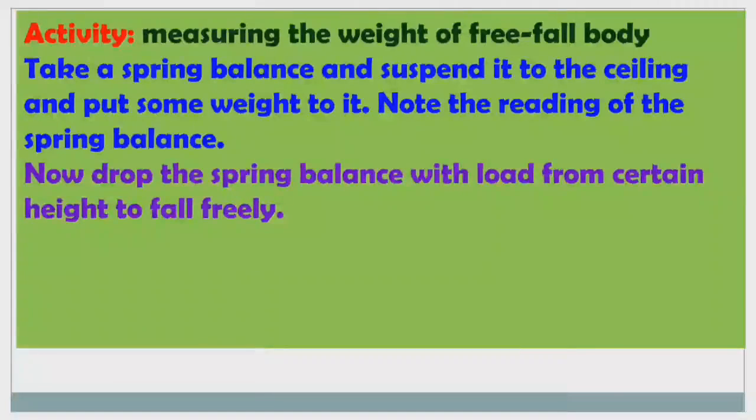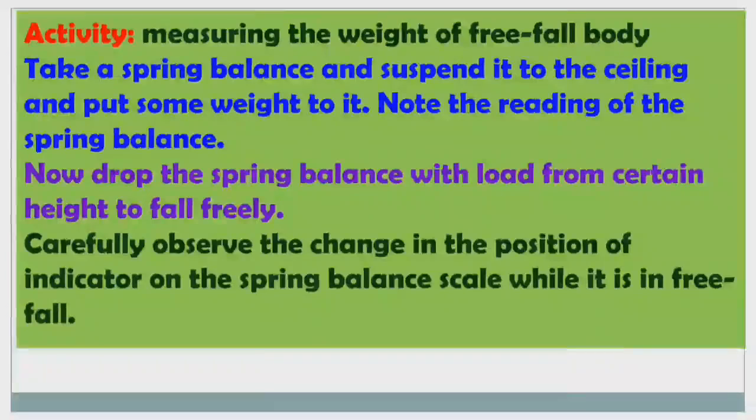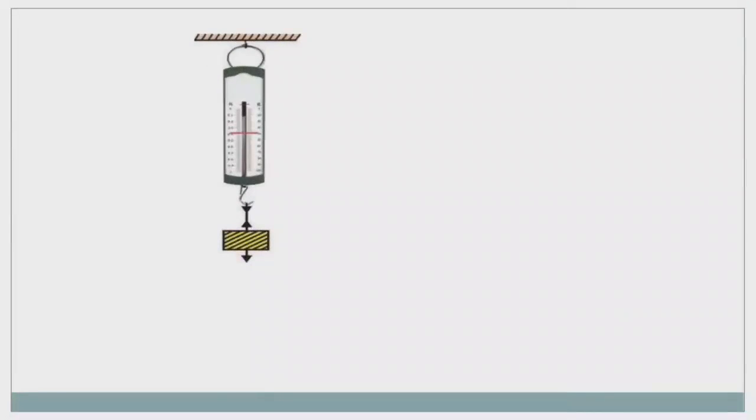Now drop the spring balance with the load from a certain height to fall freely. Carefully observe the changes in the position of the indicator on the spring balance scale while it is in free fall. Here we can see the spring balance suspended to the ceiling with some weights hanging from it. Then it will show the weight of the object.